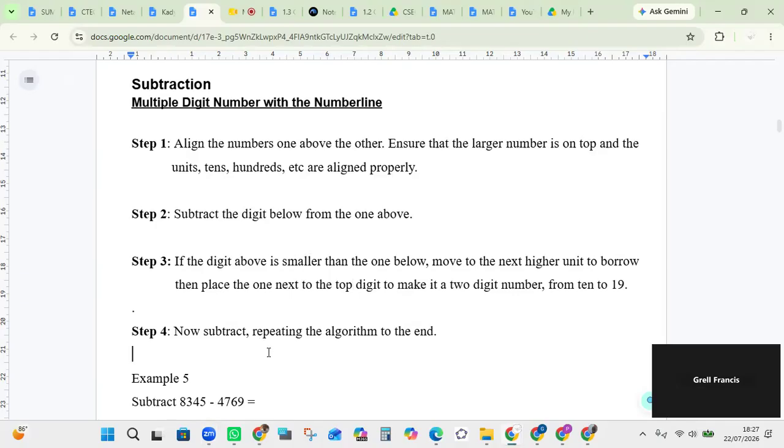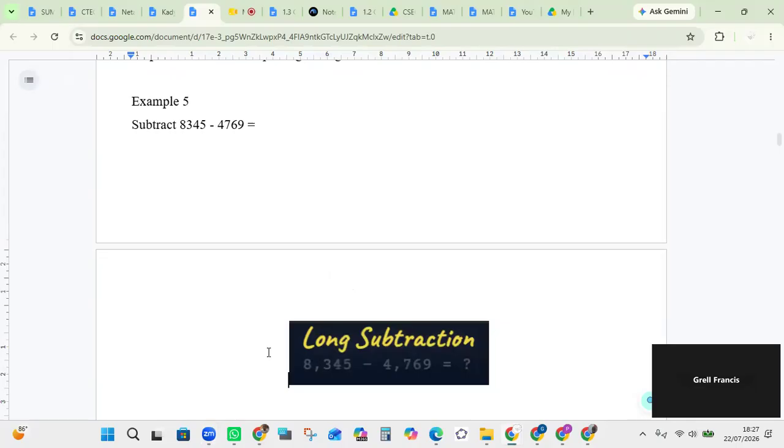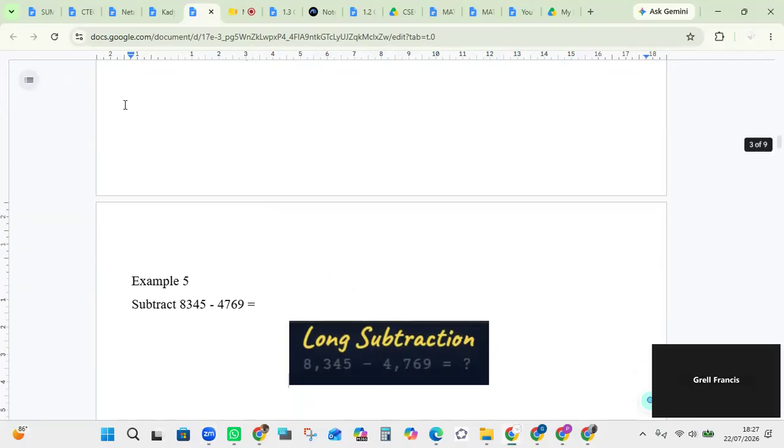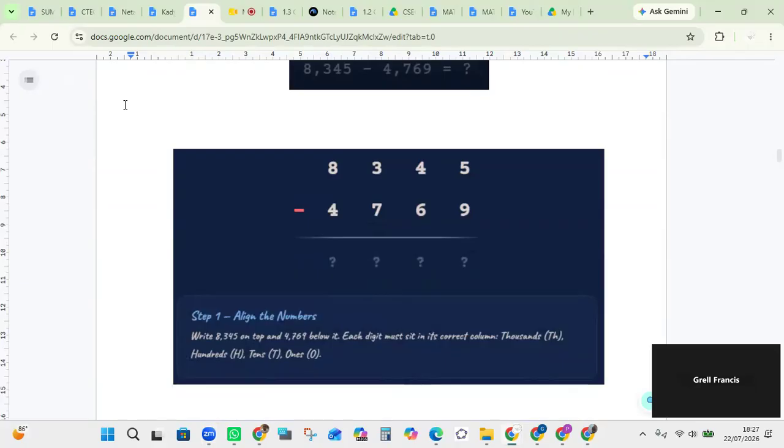So here you have an example: 8,345, and it is being subtracted by 4,769. So you're going to do a long subtraction. So here's the explanation. The two numbers are aligned. Thousands, hundreds, tens, and units are aligned properly. And the smaller number goes below. The larger number comes on top. And you have your subtraction sign. So this is the classic setup for long subtraction.